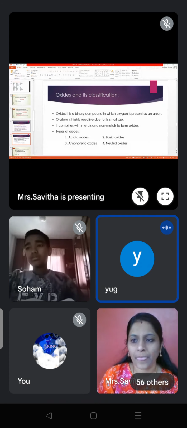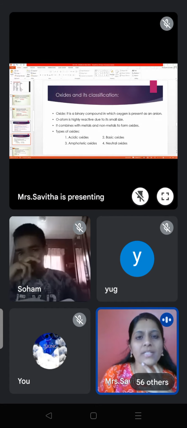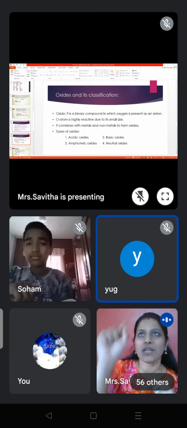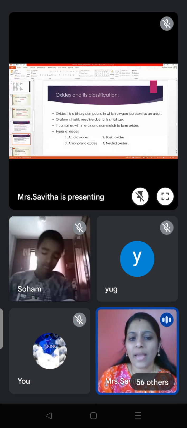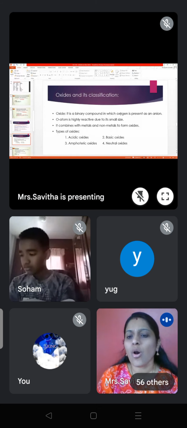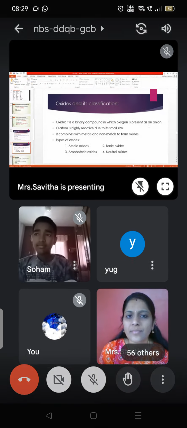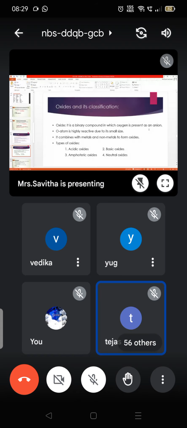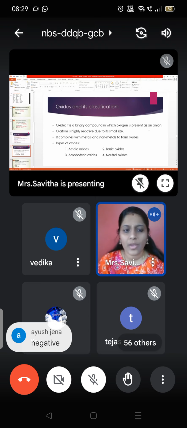Because it has oxygen, and oxygen cannot live alone. So two atoms, it's in the O2 form. It has charge -2, correct? As an anion. So an oxide is a binary compound in which oxygen is present as an anion. Anion means positive or negative? Negative. So O2-, minus means anion and the charge is 2.